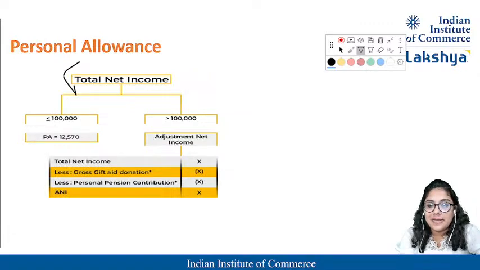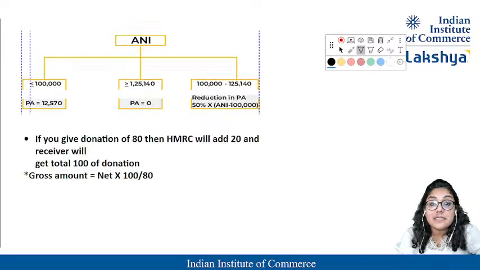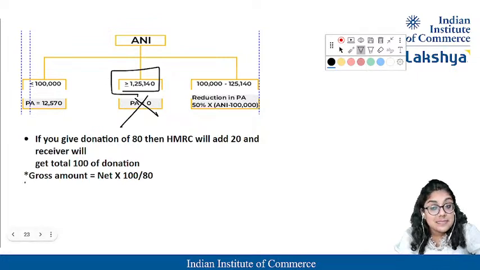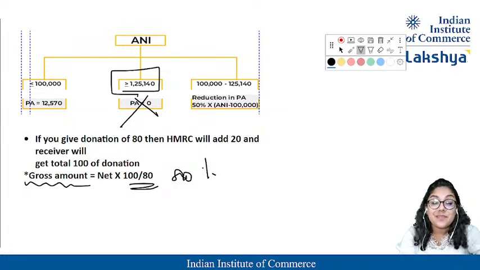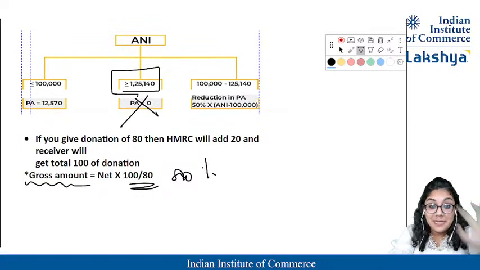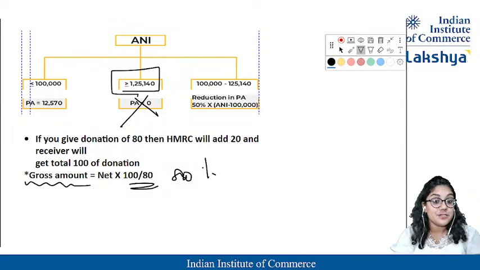So this is my total net income. If it is less than 1 lakh, full personal allowance. More than 1 lakh, find ANI. Reduce gifts and donations. But still, if your income is more than 125,140, never personal allowance. Guys, it should be gross: divide by 80%, not net. Gross. Just think, students, how well we understood the questions. If you can correlate these things at a faster pace, that means your preparation is very good.